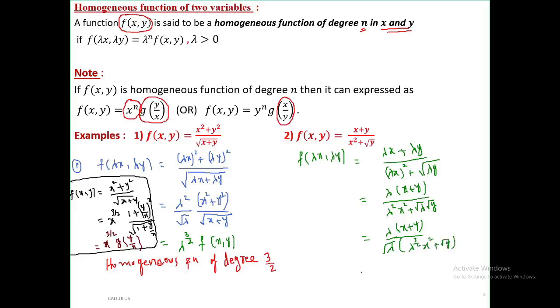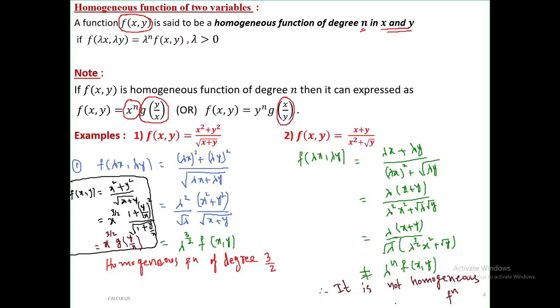So therefore, it is not equal to lambda power n into the same function f of x comma y. It is not equal like that. So you are unable to separate f of x comma y. Therefore it is not a homogeneous function. So it is not a homogeneous function like this.